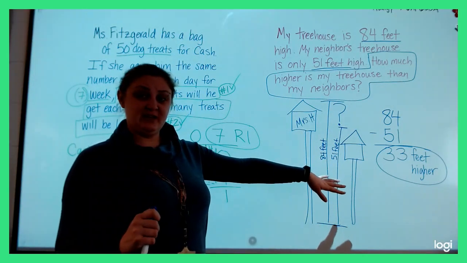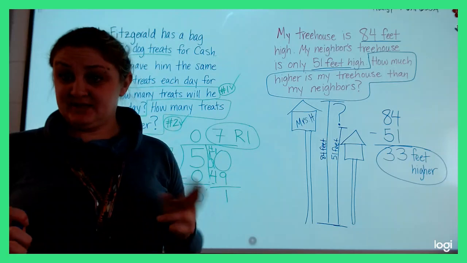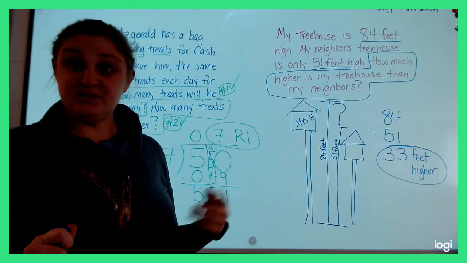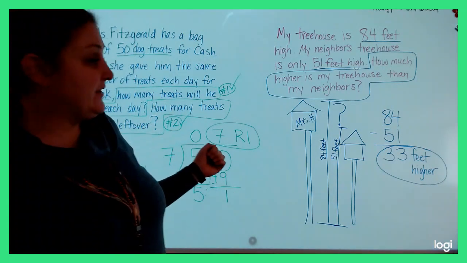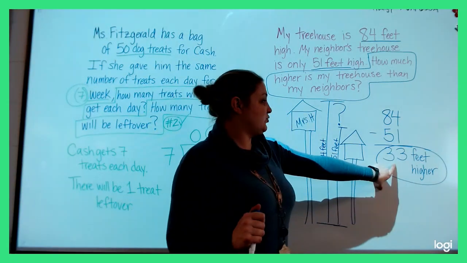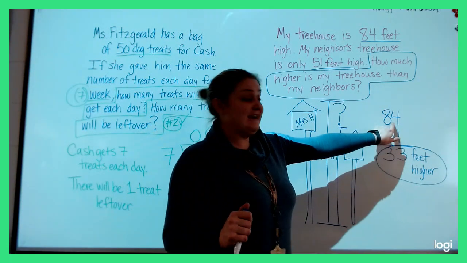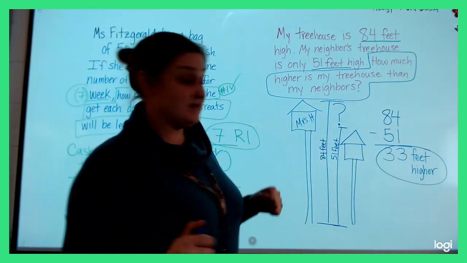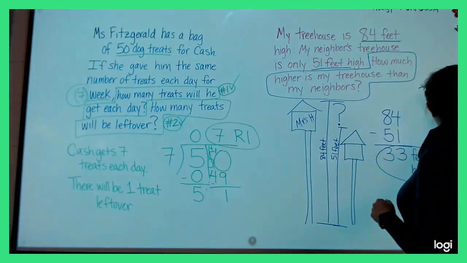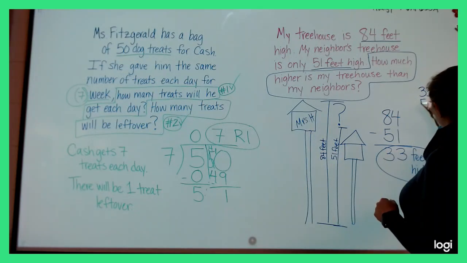Last thing before I let you go, if you wanted to check this problem, hopefully we remember how we can check things. Addition and subtraction are opposites. You can use them to check your answers, similar to multiplication and division. So if I wanted to see if this works, I can add up 33 plus 51, and if I get 84, then I have done the problem correctly. So let's try real quick. 33, 51.